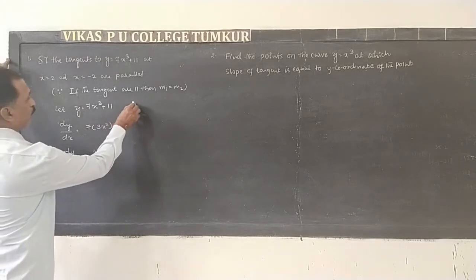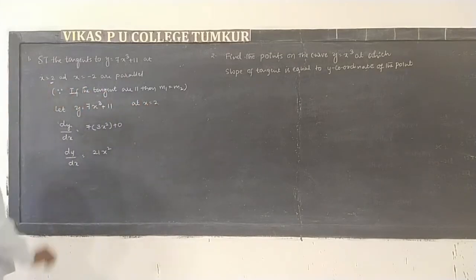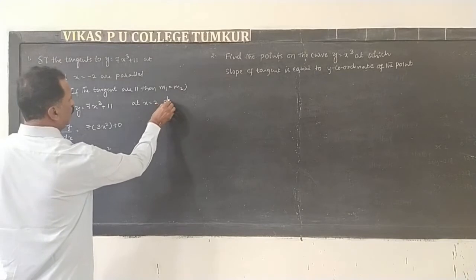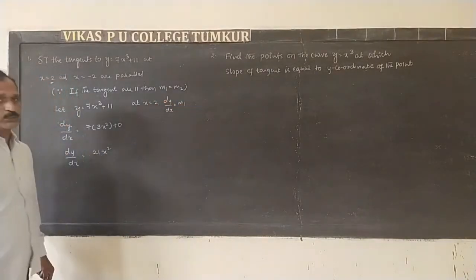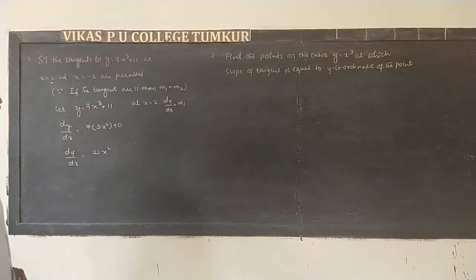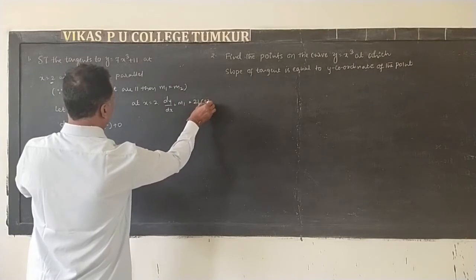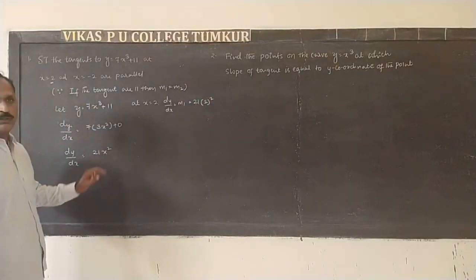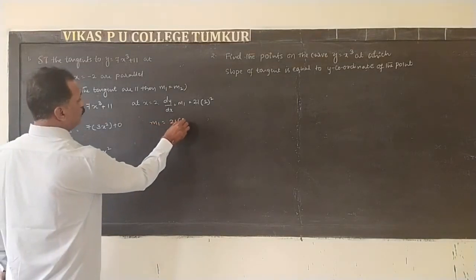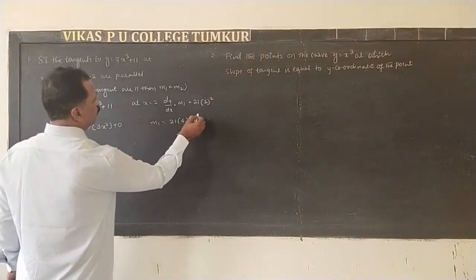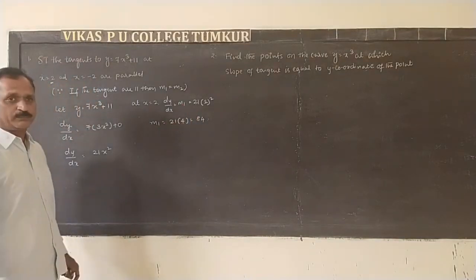Okay. Now at x is equal to 2, dy by dx is also equal to m1, slope of the first line, correct. And of course that should be equal to 21 into 2 square. So m1 should be equal to 21 into 4. So this should be equal to 84. 4 ones are 4, 4 2s are 8.